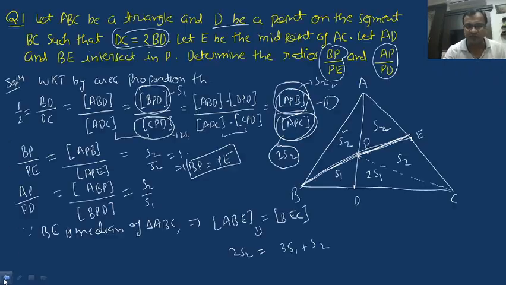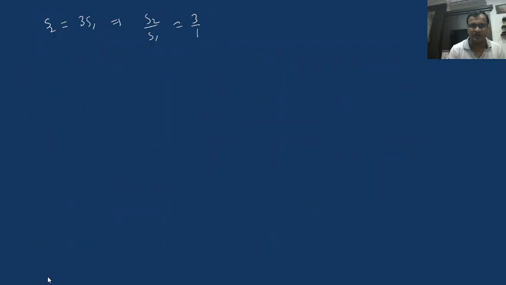S2 by S1 is actually AP by PD. Look at this relation marked star. AP by PD is clearly S2 by S1, and S2 by S1 is 3 is to 1. So AP is to PD is 3 is to 1. Hence proved.